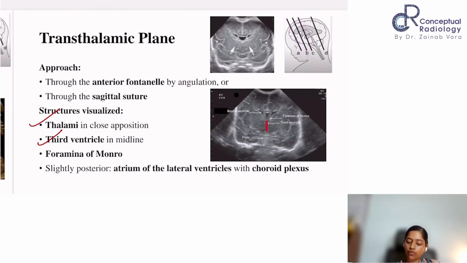So the first two are clearly seen through the anterior fontanelle. For the third plane, you either angulate it or use sagittal suture. Am I clear till now? How you are acquiring the image? Yes, yes, yes.